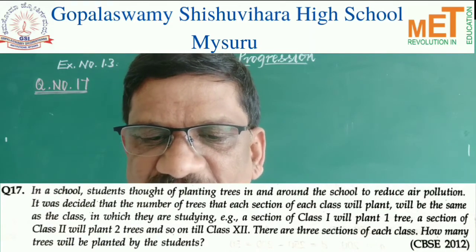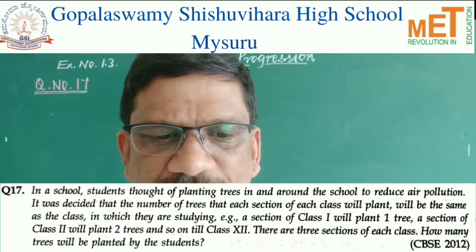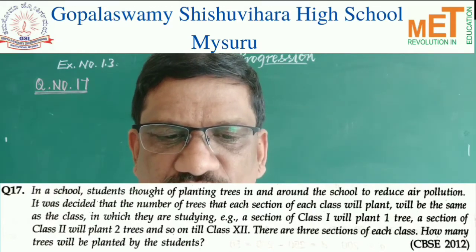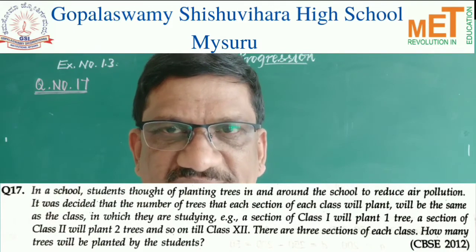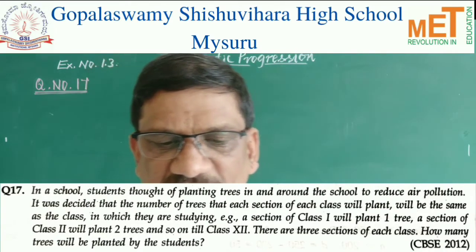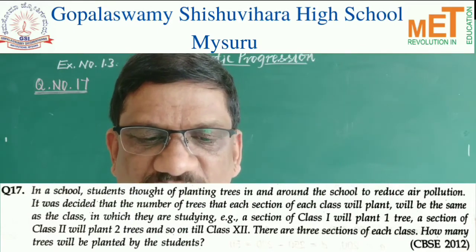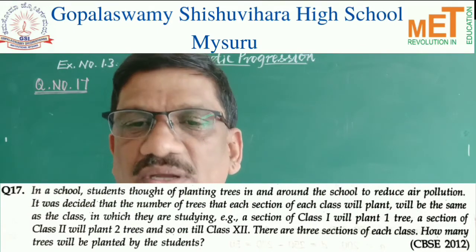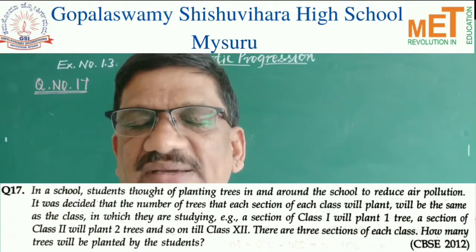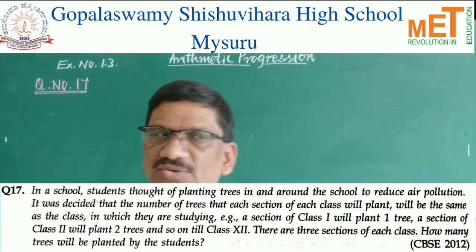Example, a section of class 1 will plant 1 tree, a section of class 2 will plant 2 trees, and so on till class 12. There are 3 sections of each class. How many trees will be planted by the students? Clear, children?